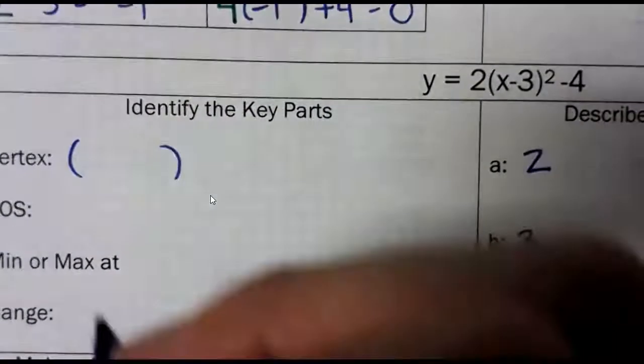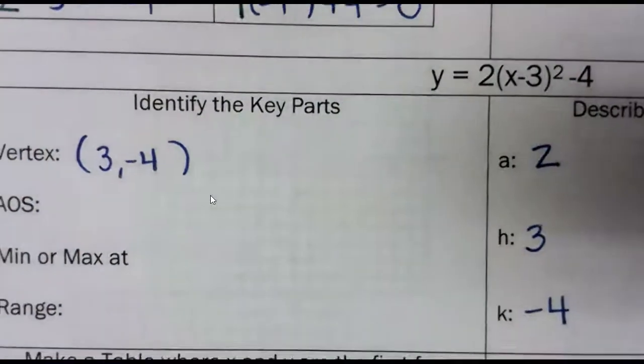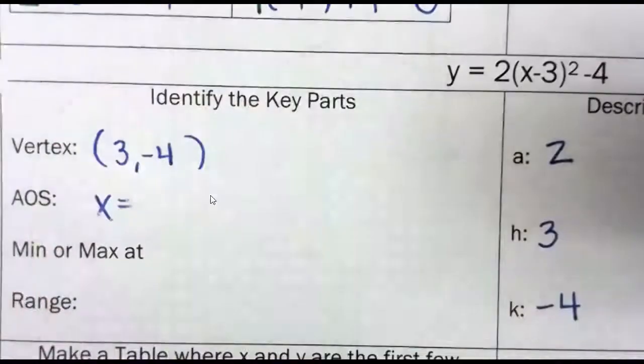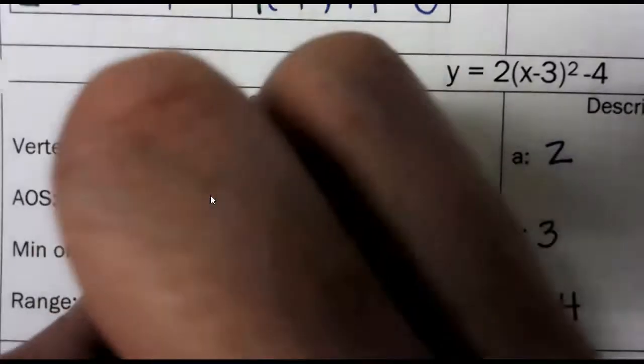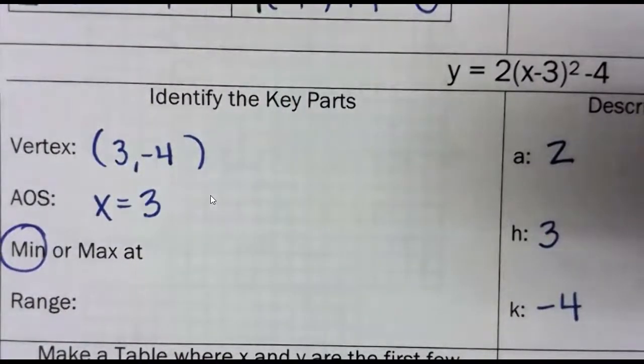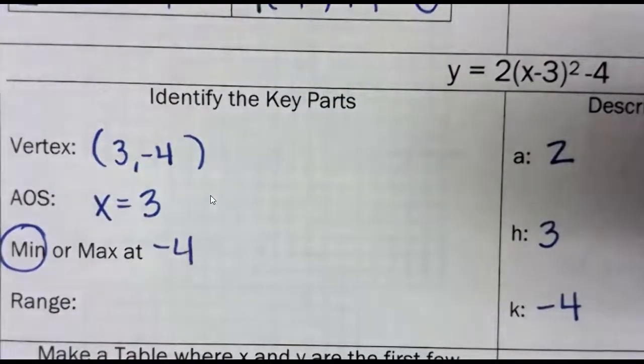3, -1. Excellent. Okay. Noah, what's my AOS? Perfect. Caleb, is it a min or a max? Good. Okay, Paige, where's my min value at? Good. Okay, Malia, what's my range?